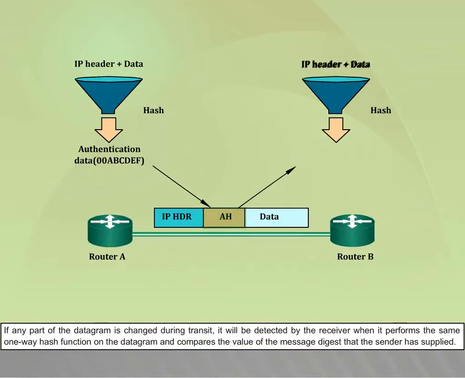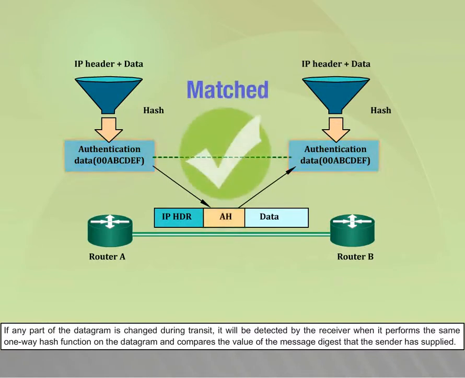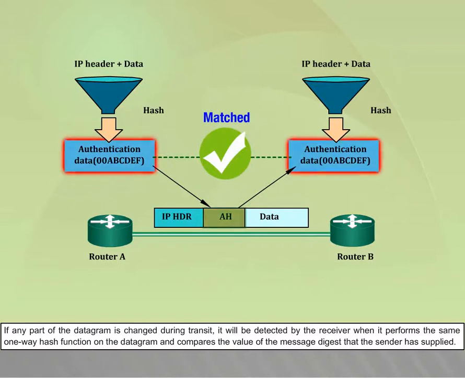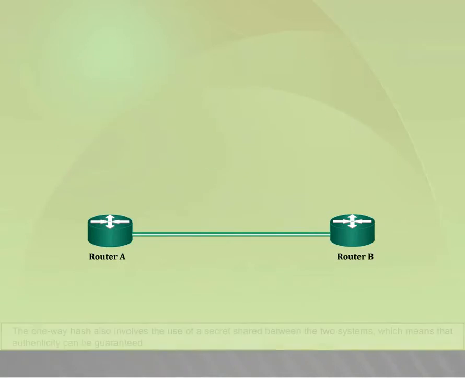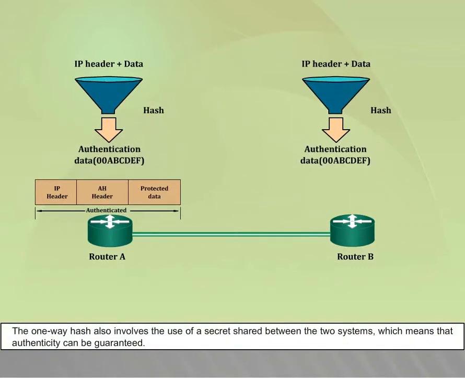If any part of the datagram is changed during transit, it will be detected by the receiver when it performs the same one-way hash function on the datagram and compares the value of the message digest that the sender has supplied. The one-way hash also involves the use of a secret shared between the two systems, which means that authenticity can be guaranteed.